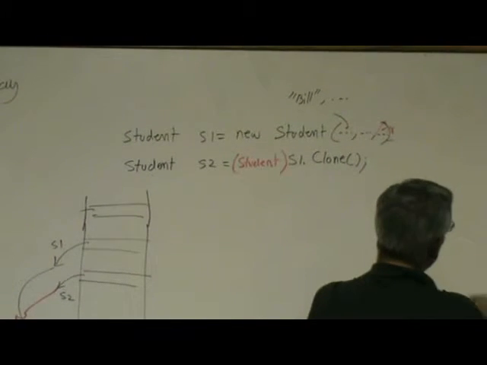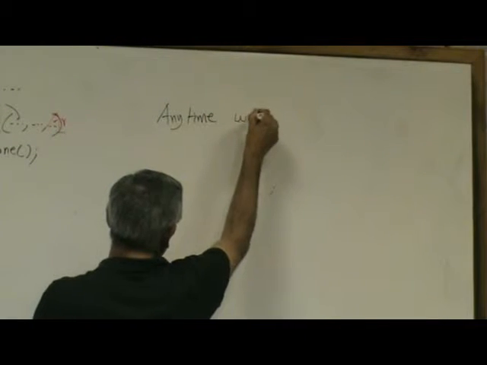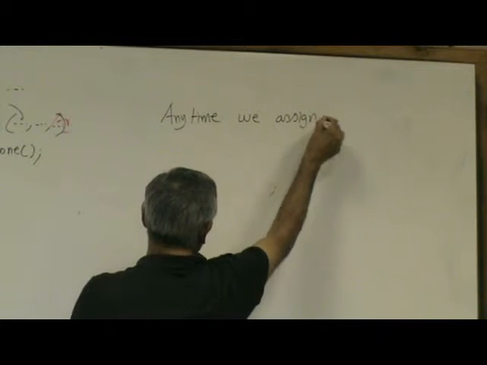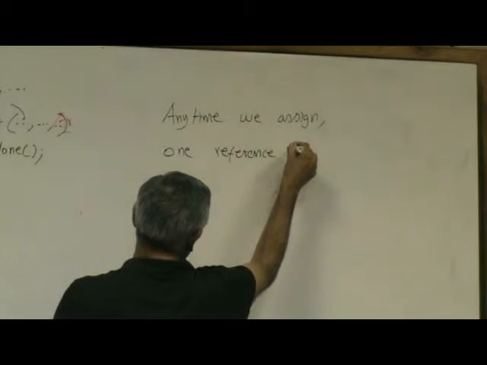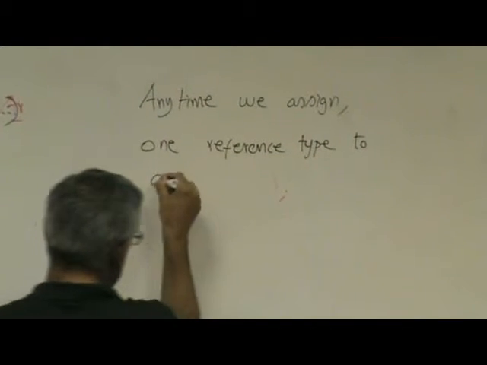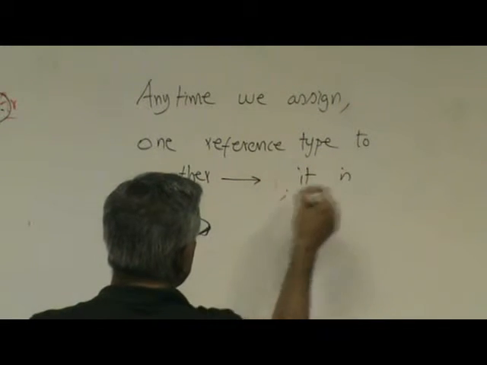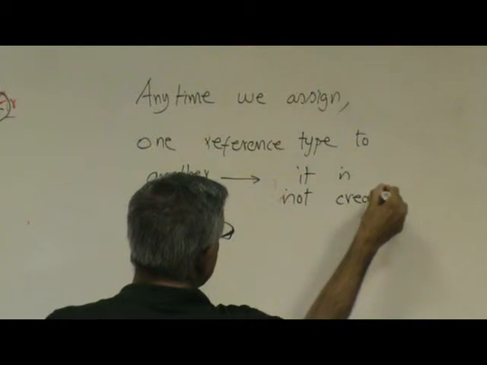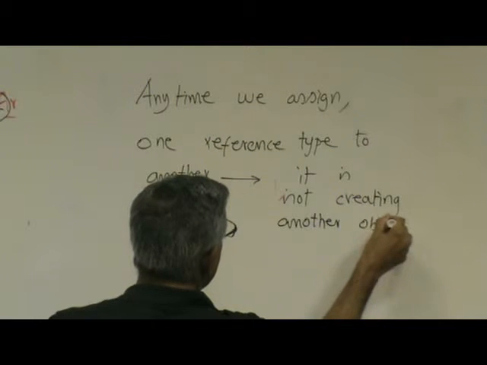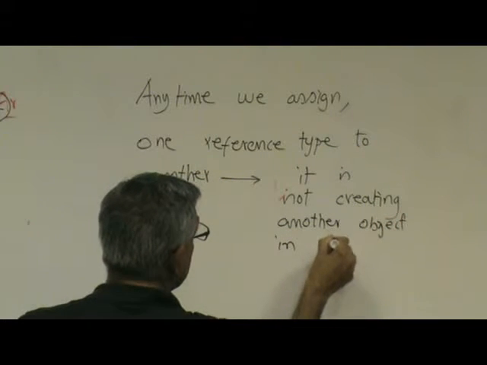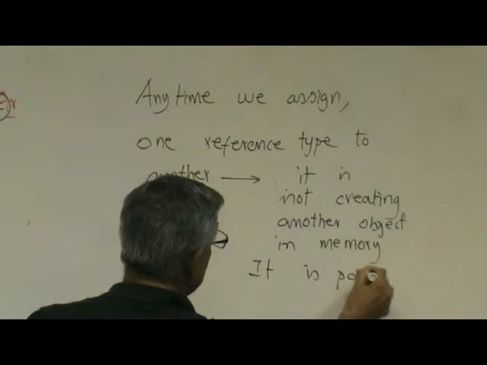Okay, so first of all, keep in mind that anytime we assign one reference type to another, it is not creating another object in memory. As we discussed, it is pointing to the same memory, correct?